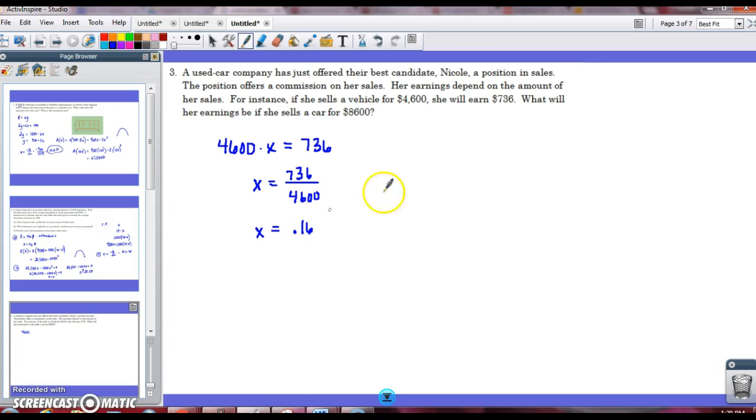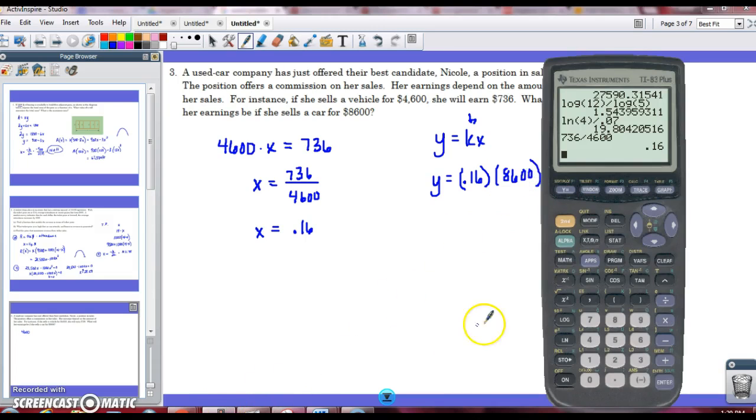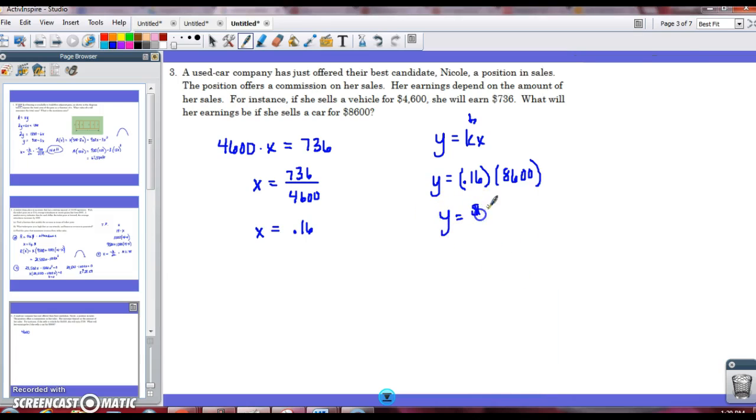So that's direct variation. If you think of this as y is equal to k times x, this is our constant of variation, which is 0.16. So it says, what will her earnings be? If y is her earnings, if she sells a car for 8,600, well, if I just do 0.16 times 8,600, that will tell me how much she's going to earn. 8,600 times 0.16, and that gives us $1,376.